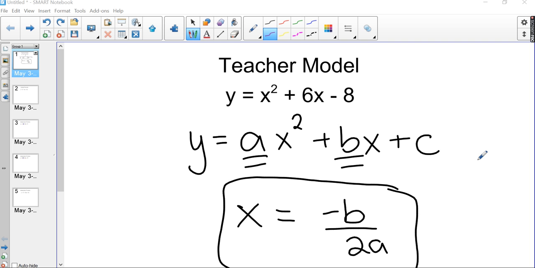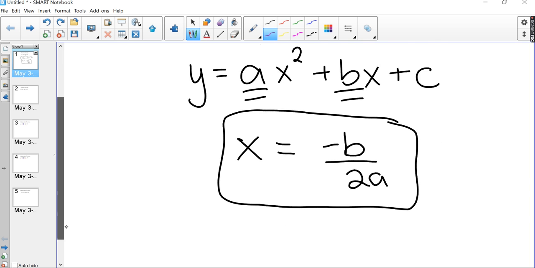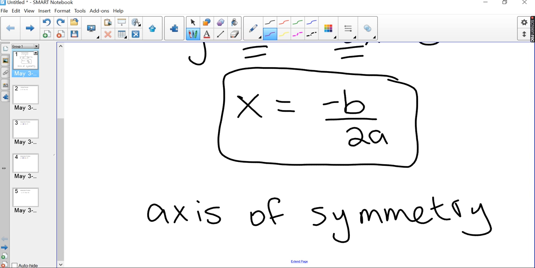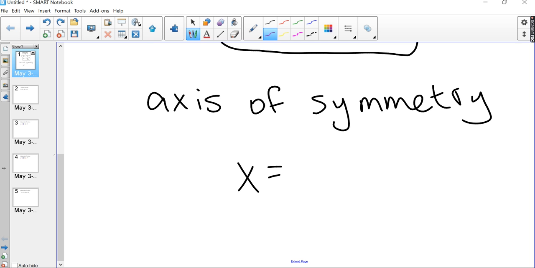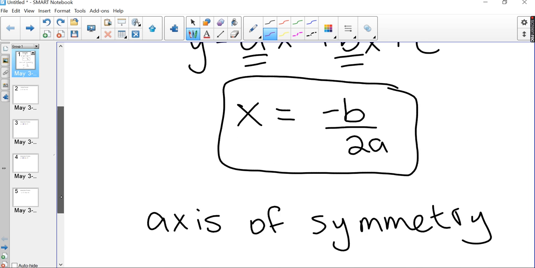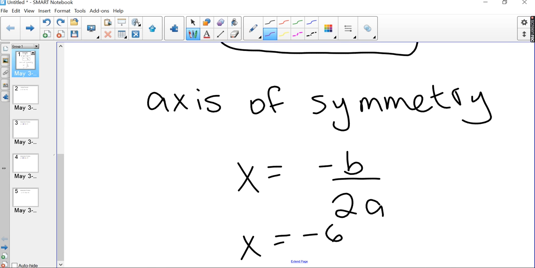So the answer for the teacher model, well, if we're looking for the axis of symmetry, we saw it on the graph, and we'll look at it with the formula. x equals negative b over 2a. So let's look at our equation and see what b is. Well, b is 6. So negative 6 over 2 times a.